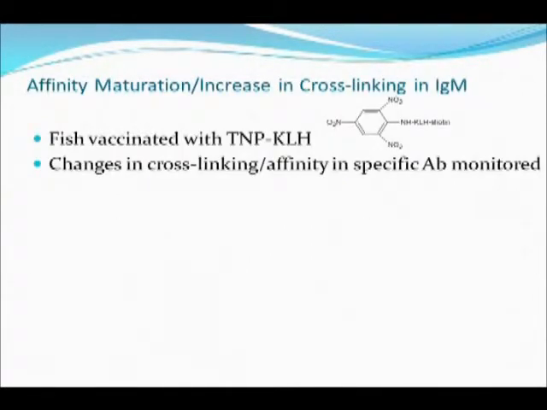Now, what's also come in the literature, actually in 2010, is that fish actually do experience affinity maturation. That is the increase in affinity of the antibody. And also, you get an increase in the degree of cross-linking throughout the immune response. That is, you go from low cross-linked antibody that's flexible to highly cross-linked antibody that's rigid.